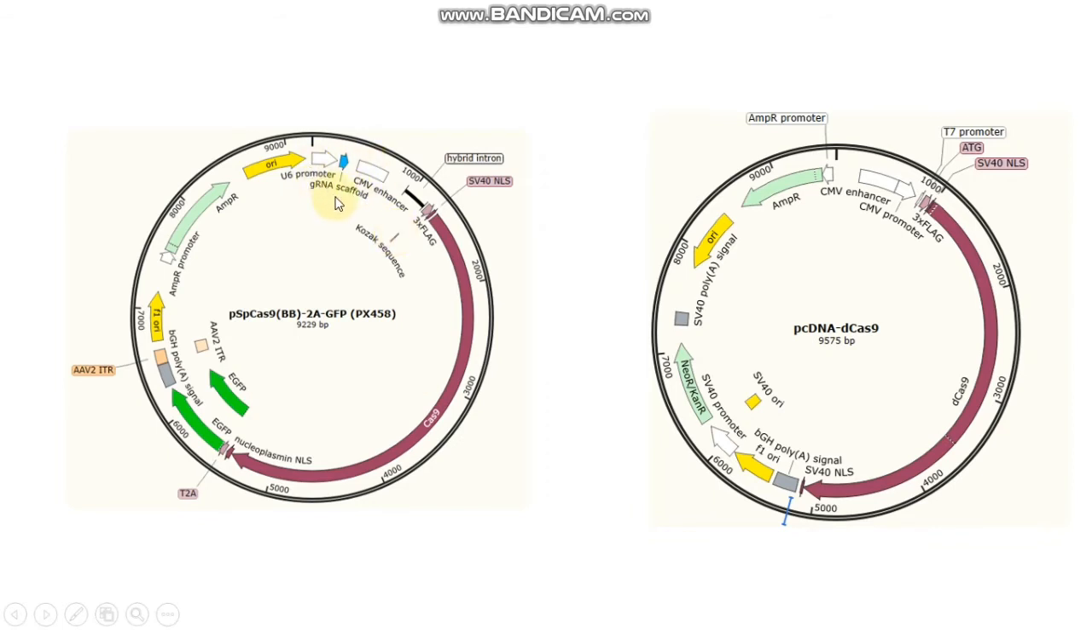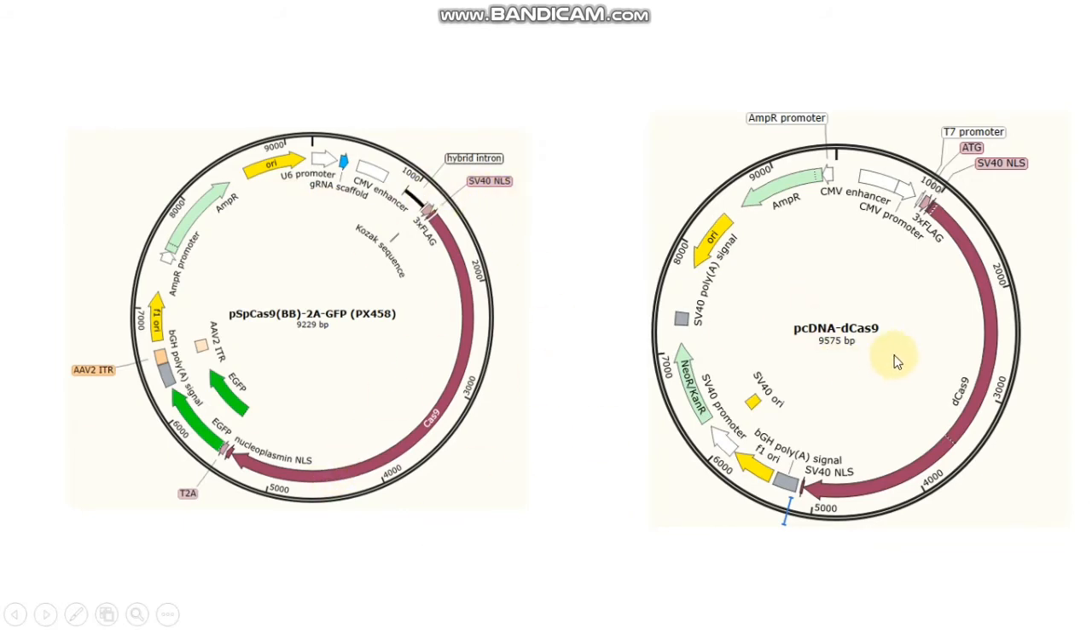This guide RNA contains a 1 to 20 nucleotide long sequence that matches the target DNA. It also contains the U6 promoter, which promotes the guide RNA, and there are other sequences like ampicillin resistance genes, EGFR, but the main portions are the U6 promoter, guide RNA, and the Cas9. So this basically corresponds to the CRISPR-Cas9 system.